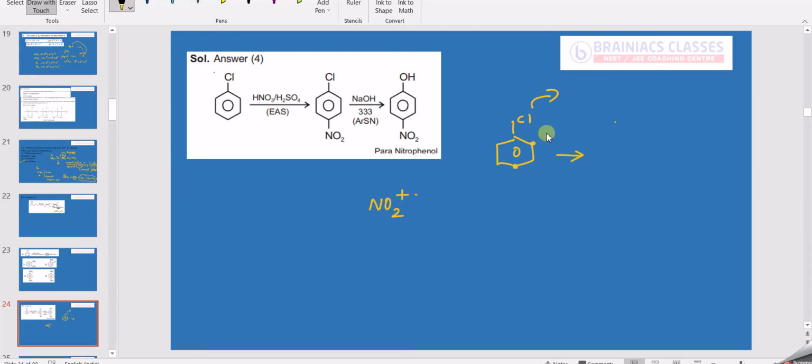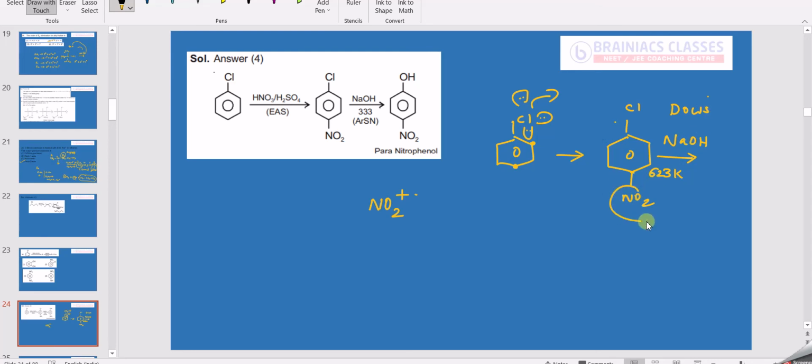But if it comes at the ortho position, there will be steric hindrance because of the lone pairs. So it will go to the para position, and in the first step you will get para-nitrochlorobenzene. Next step, it is treated with a strong base, NaOH, at very high temperature, I should say 623 Kelvin. In your textbook, this is called Dow's process.